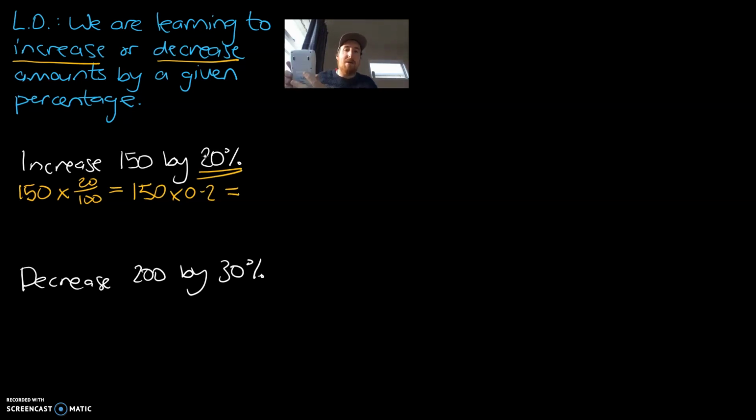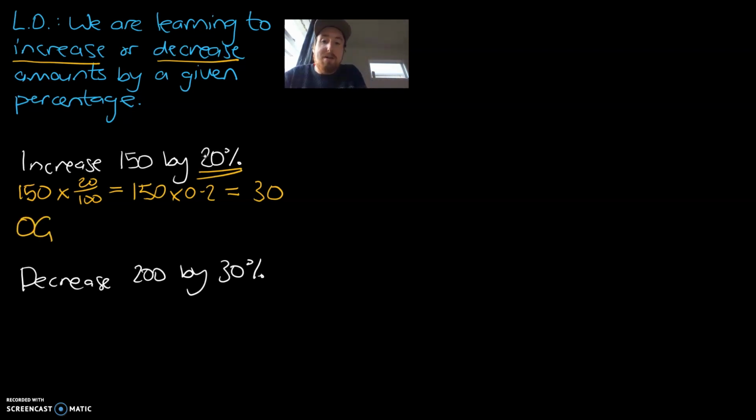And again, I'm going to use my calculator. 150 times 0.2, well, that's going to come to 30. And what that tells us is 30 is 20% of 150. And we're now going to change or increase the amount. So what we do is I'll set up a little formula.